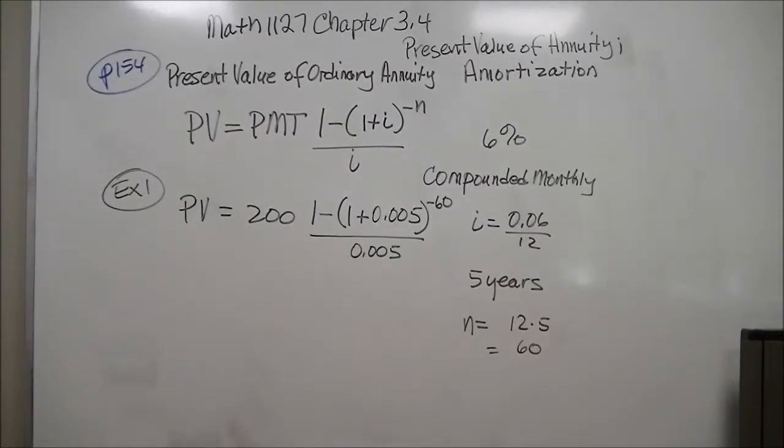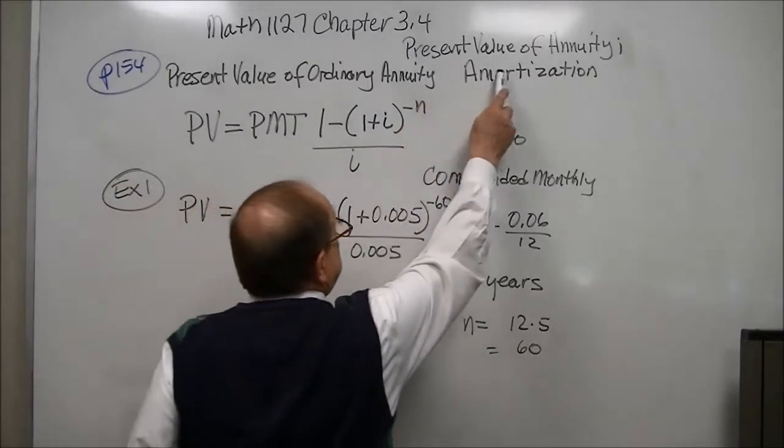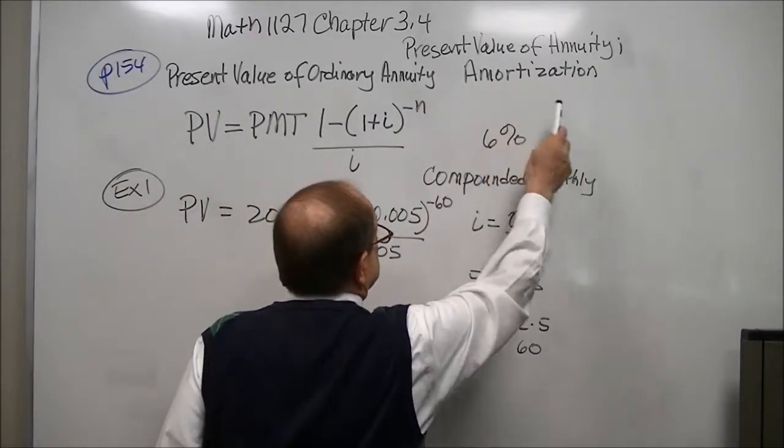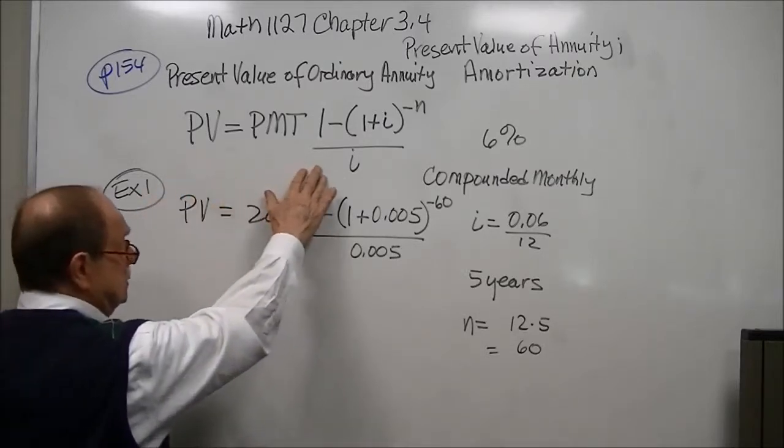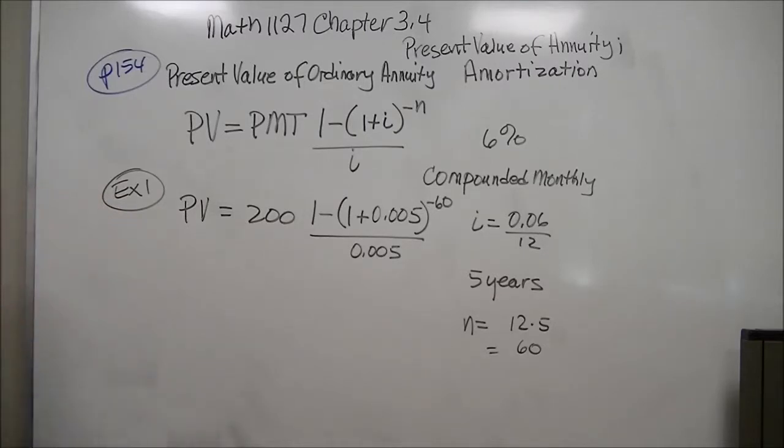Going on to section 4 of chapter 3, we're dealing with present value of annuity and amortization. We'll get to amortization in a few moments, but now we're looking at the present value of an ordinary annuity formula. Now, the textbook goes into some detail showing how this formula is derived, and it's a good one. Again, this is on our formula sheet that you are allowed to use.